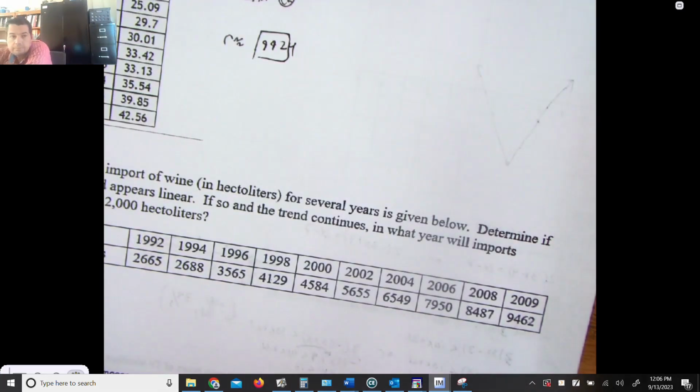Easy problem. US import of wine in hectoliters. That's a weird one. What's a hectoliter? I know what it is. Do you? That's why I said it's weird.